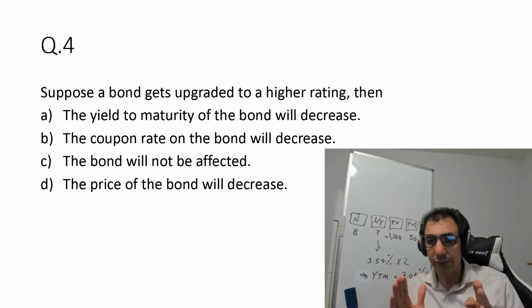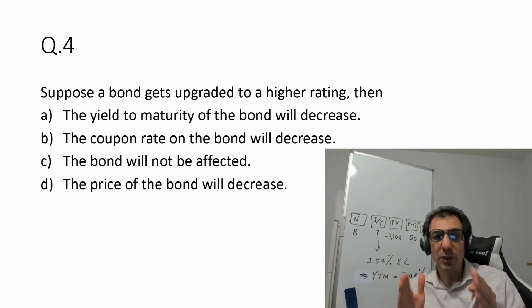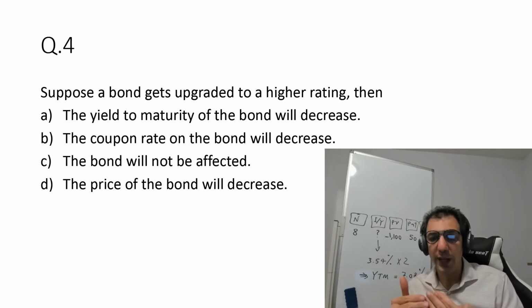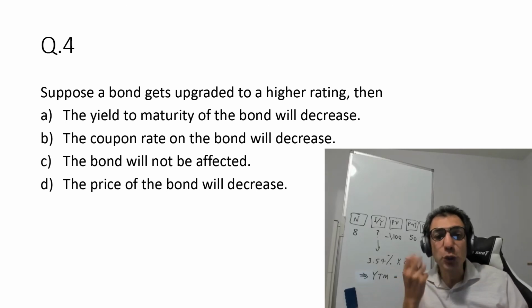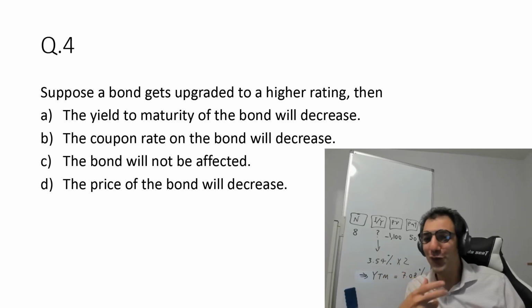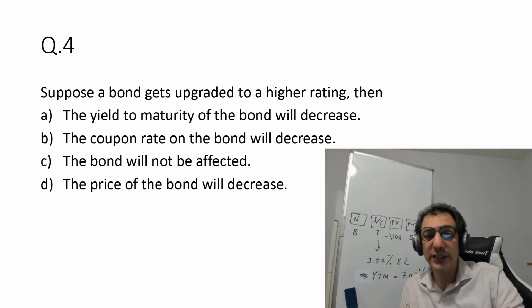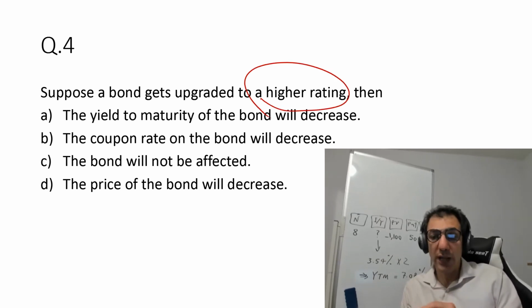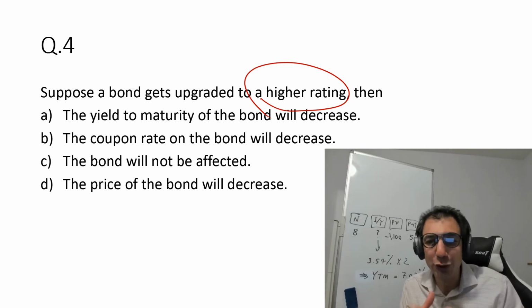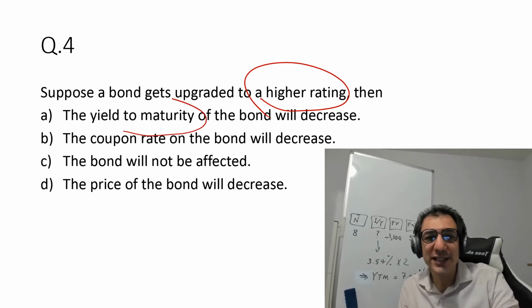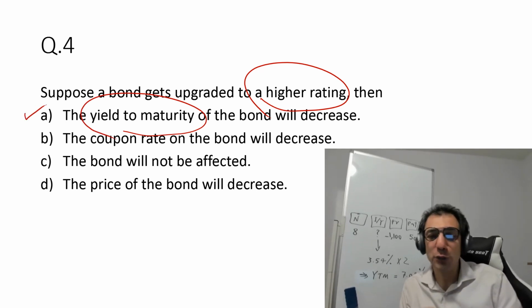Now here you have to be careful, because remember, we are talking about upgrading to a higher rating when you have the bond. The coupon payment is not changing. It's already issued bonds. It's already in your hand, and you receive the fixed amount. But what will change here is the expected return or discount rate or the YTM. Since now you are dealing with higher rating bonds, it means the default risk going down, which means the discount rate should be lower. In other words, the YTM will decrease. So A should be the correct answer.